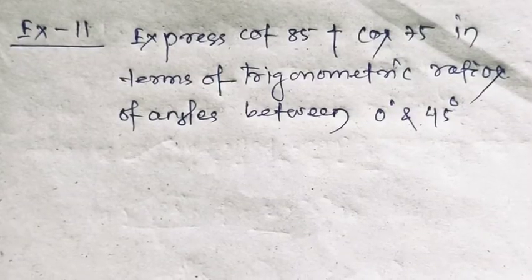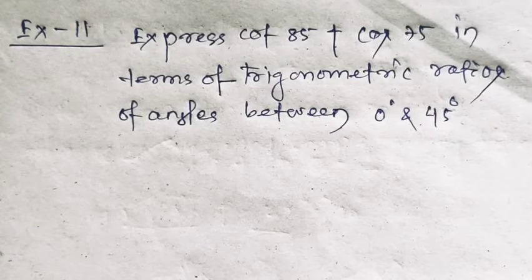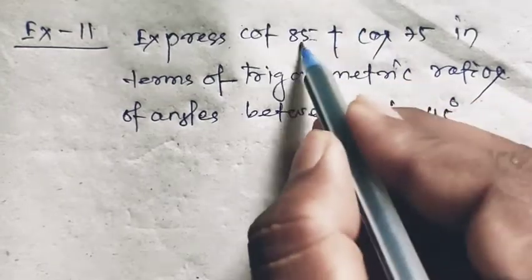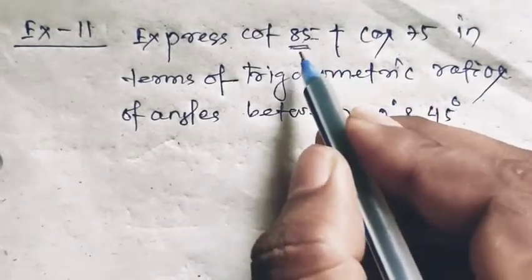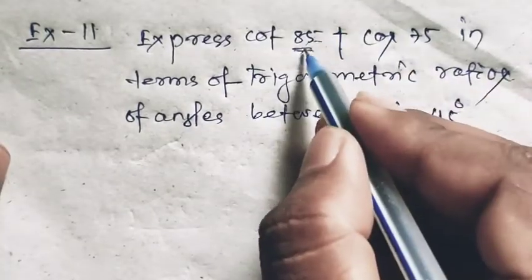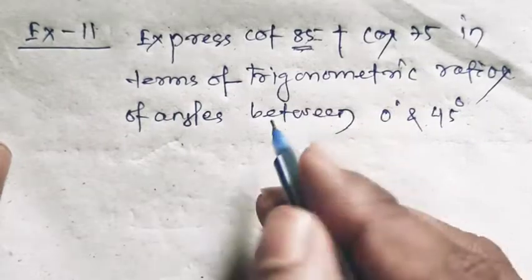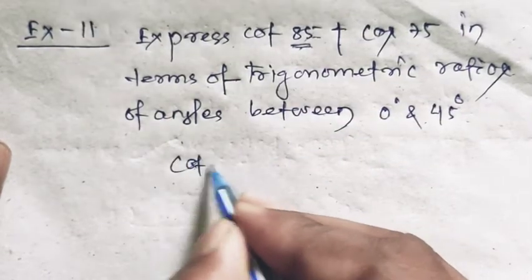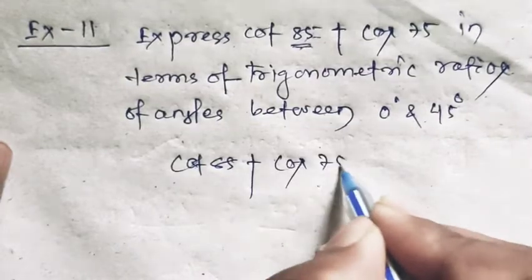So in question number 11, it is given to express cot 85 plus cos 75 in terms of trigonometric ratios of angles between 0 degrees and 45 degrees. So here 85 degrees is greater than 45, so we have to change it from 85 degrees to less than 45 degrees. So here given cot 85 degrees plus cos 75.